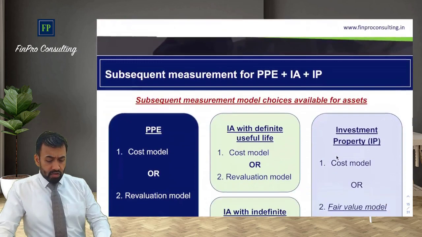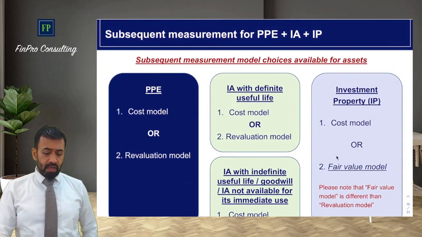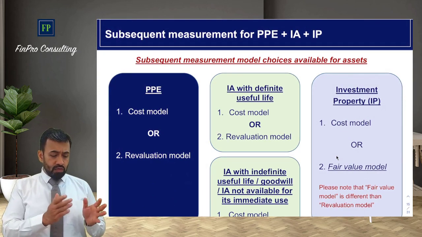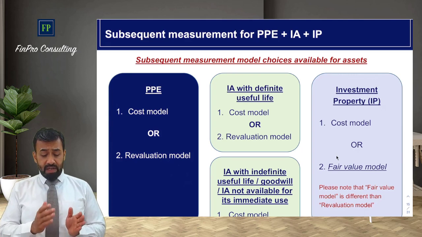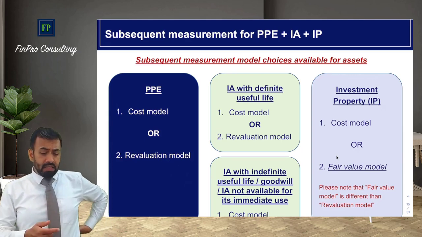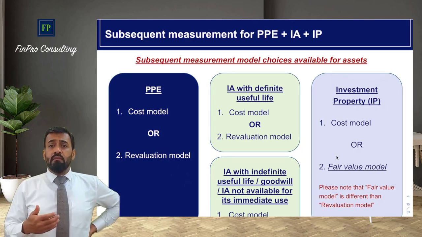Now, subsequent measurement of PPE, intangible assets, and investment property. There are three different sections I have done. One is for PPE, other is for intangible assets, and third is for investment property. We will quickly see each model separately. What does it mean actually?